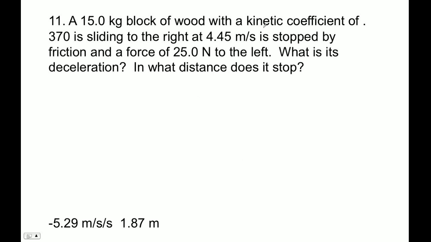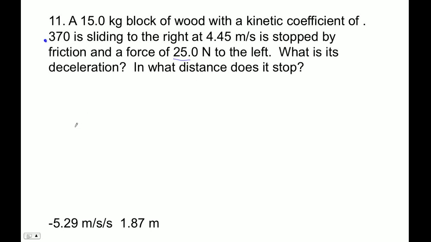A 15 kilogram block of wood with a coefficient of friction of 0.370 is sliding to the right at 4.45 meters per second. It's stopped by friction at a force of 25 newtons to the left. What is its deceleration and what distance does it stop?